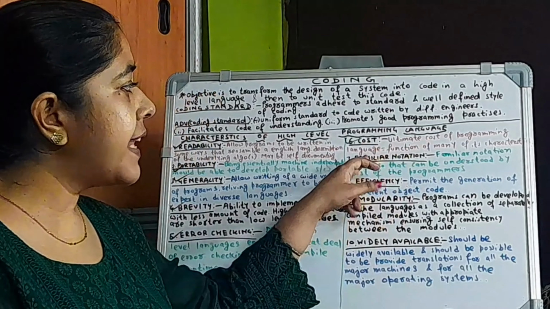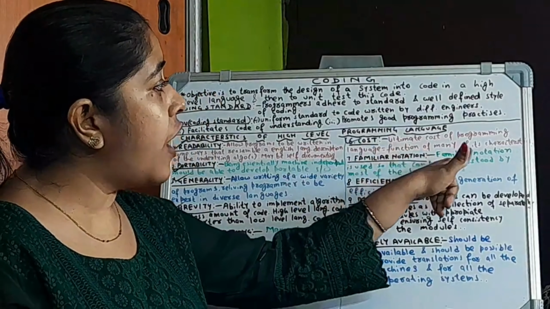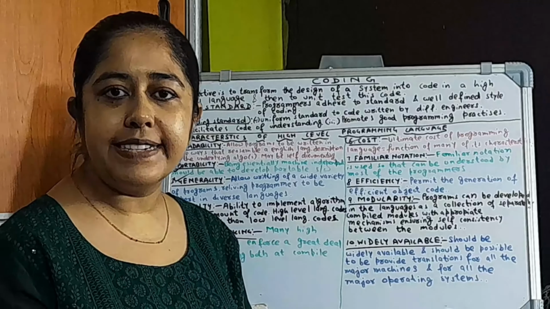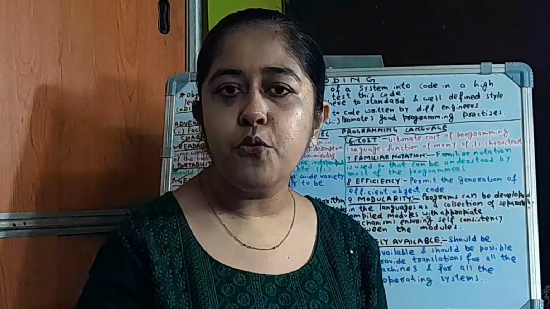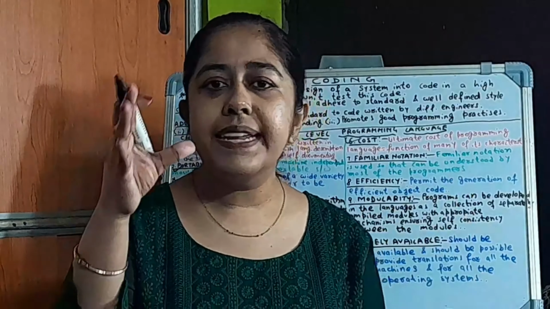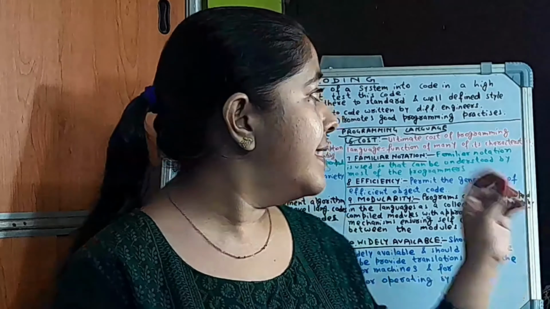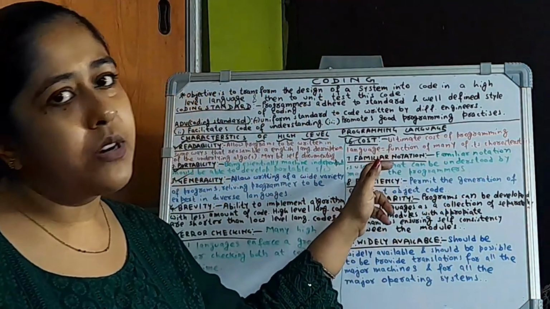Okay, now next one is cost. Ultimate cost of a programming language is what? That is a function of many of its characteristics. Whenever you are writing a program, there are many characteristics of your program. So these characteristics, how much the length of your program, how much time it is taking, how many lines of code there are, as we have already seen in brevity. So obviously the cost will depend on that. That is your ultimate cost of programming language.